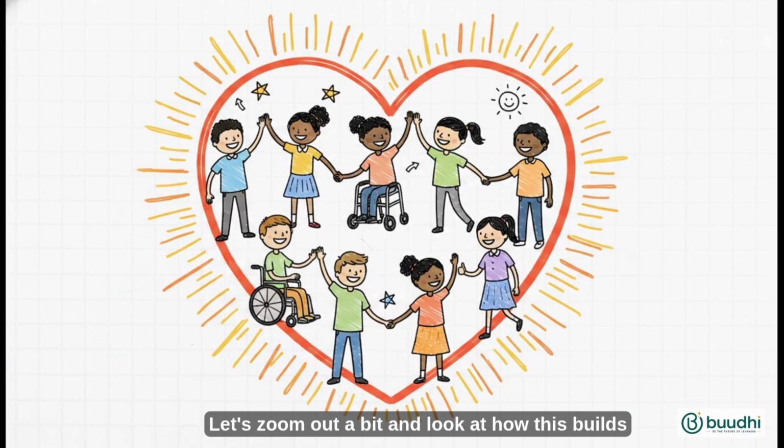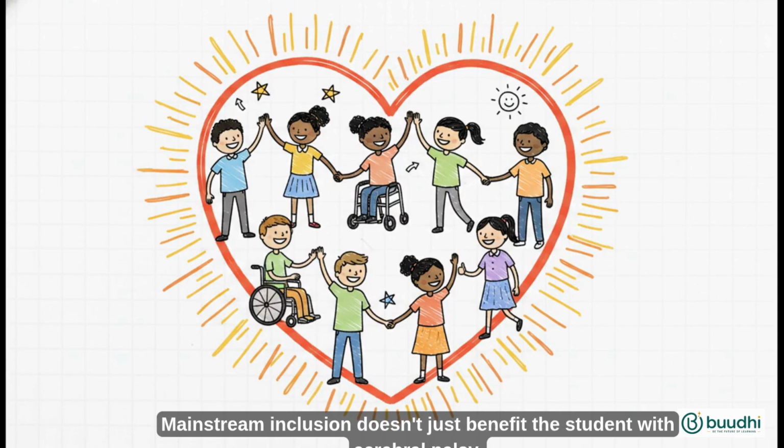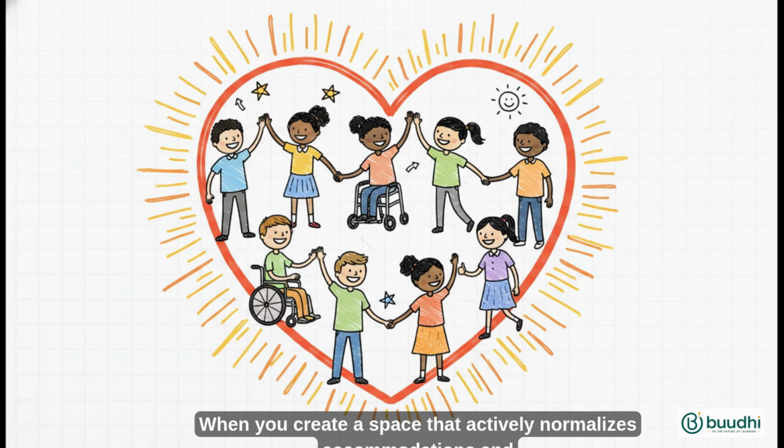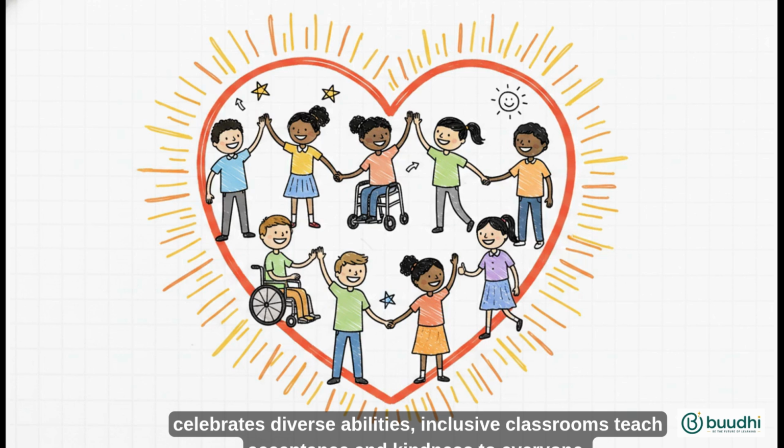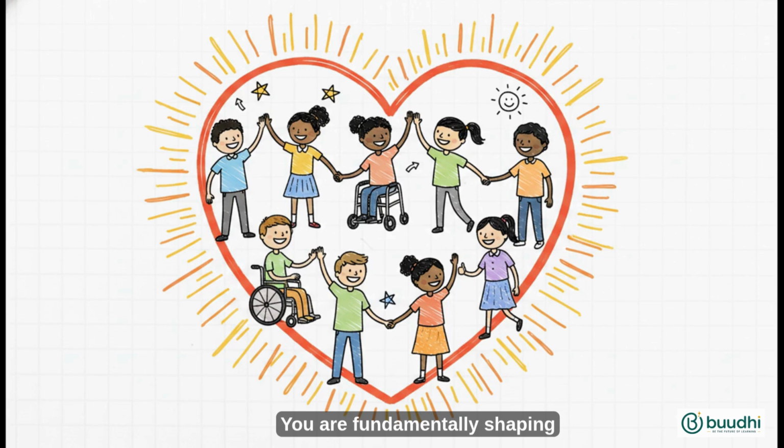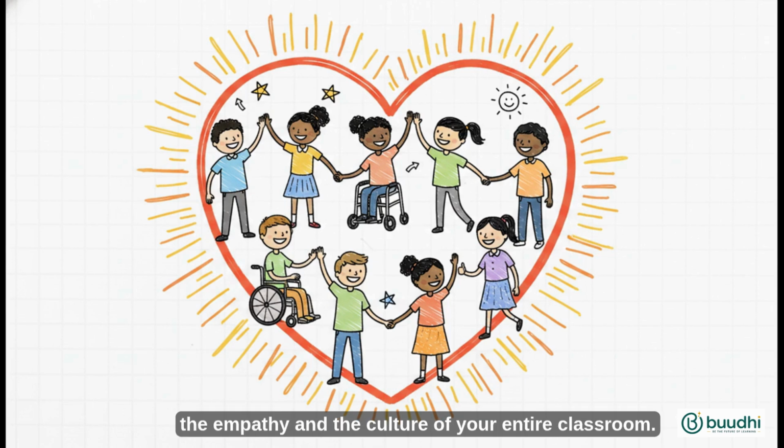Let's zoom out a bit and look at how this builds our broader classroom culture. Mainstream inclusion doesn't just benefit the student with cerebral palsy. When you create a space that actively normalizes accommodations and celebrates diverse abilities, inclusive classrooms teach acceptance and kindness to everyone. You are fundamentally shaping the empathy and the culture of your entire classroom. You're creating better citizens, not just better students.